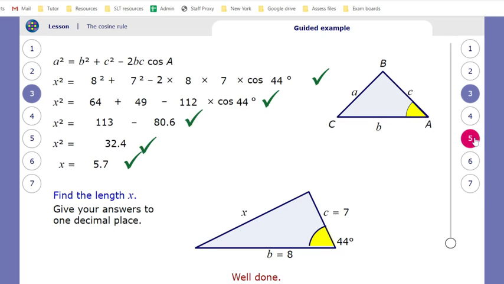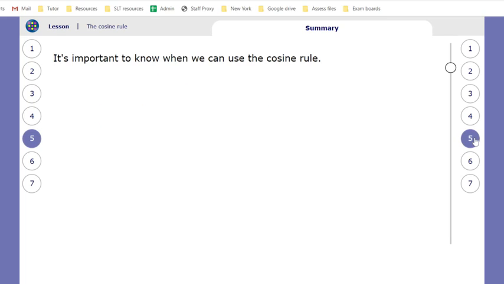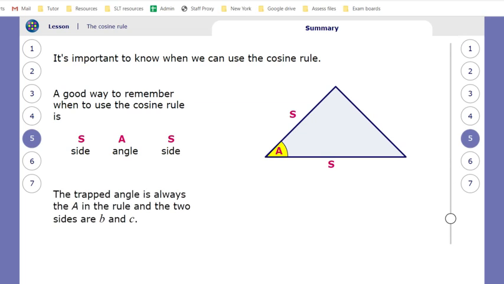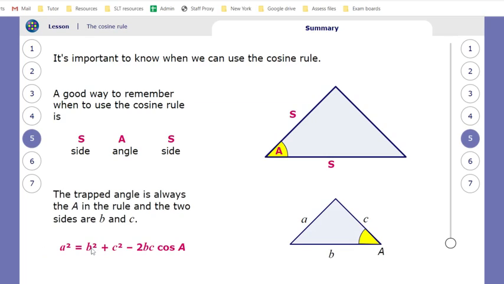Right, just a quick recap then on how we know when to use the cosine rule. A good way to remember is we need a side, an angle, and a side. That comes from the actual formula, because we've got two sides here, the b squared and the c squared, and one angle, cos A, and that A is always sandwiched between b and c.